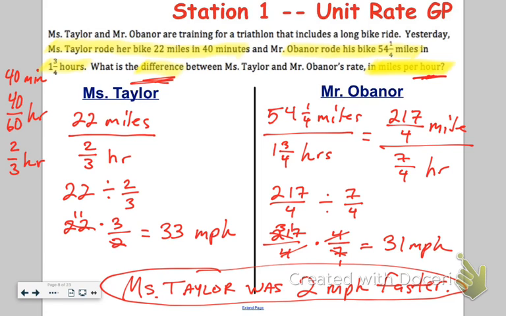All right, now you're going to do some practice on unit rate. Good luck.